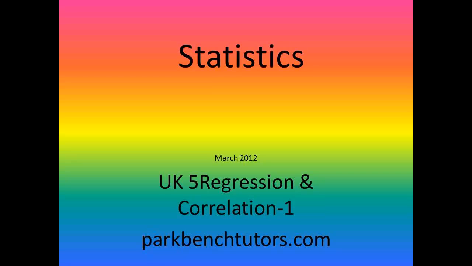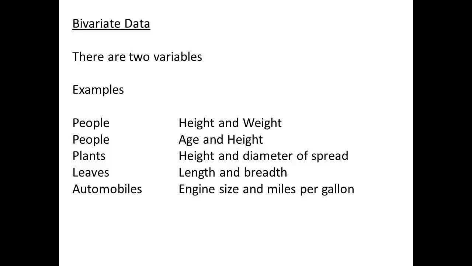In this podcast, we shall introduce a few simple and useful pieces of math to help in your understanding of regression and correlation. Our previous podcasts have only involved one variable, but we can have two or more variables. Where there are two variables, the data is said to be bivariate. Examples of bivariate data could include height and weight, age and height, length and breadth, and so on.